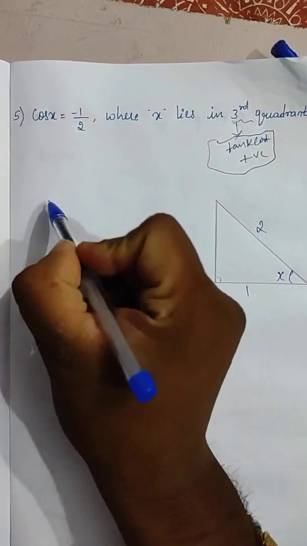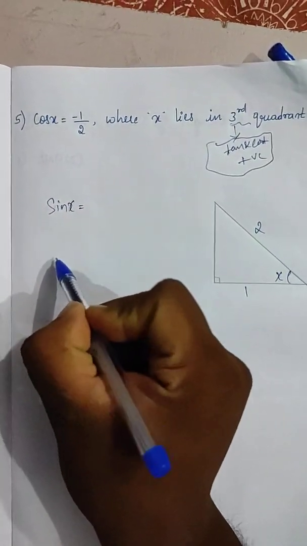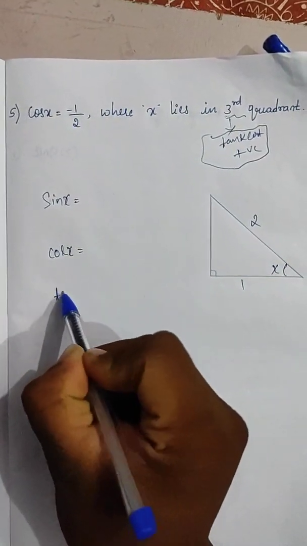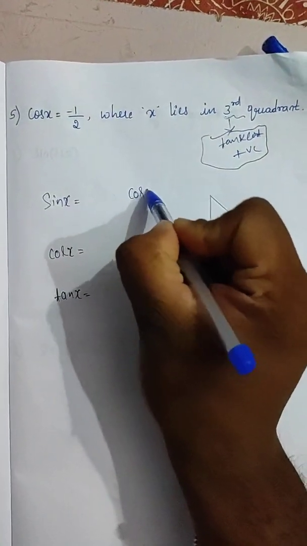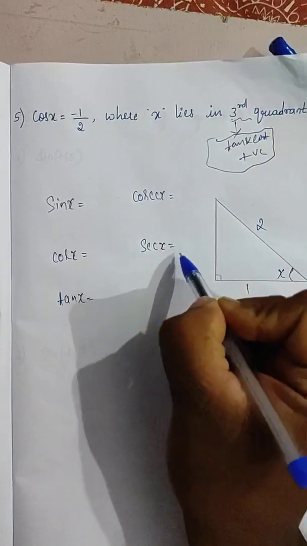So let me write the other ratios. Sin x, cos x, tan x, cosecant x, secant x, cot x.